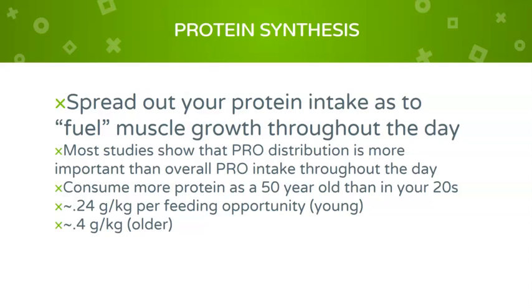When you're younger, in your 20s and 30s, it's around 0.24 grams per kilogram per feeding. As you get older, though, you need to double the amount of protein. So if you're 150 pounds, it's 24 grams per feeding for an older person. So if you were to do this calculator as well.